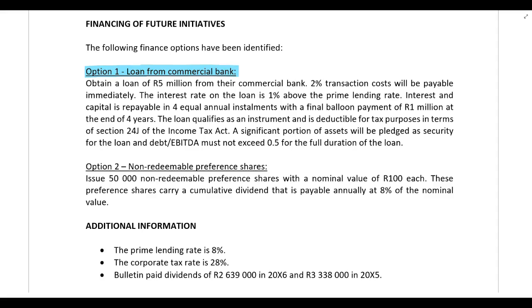The loan qualifies as an instrument and is deductible for tax purposes in terms of Section 24J of the Income Tax Act. A significant portion of assets will be pledged as security for the loan, and debt to EBITDA must not exceed 0.5 for the full duration of the loan. All right, so if they go for this option, they're going to have a significant portion of assets that have to be given as security for the loan, and in addition to that, they have debt covenants that need to be complied with.